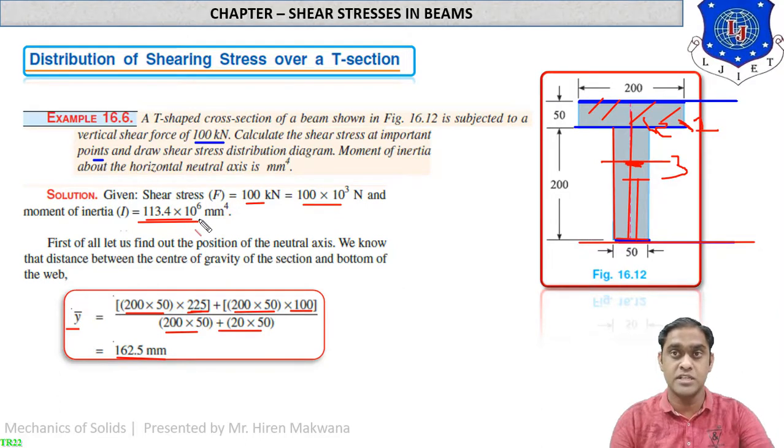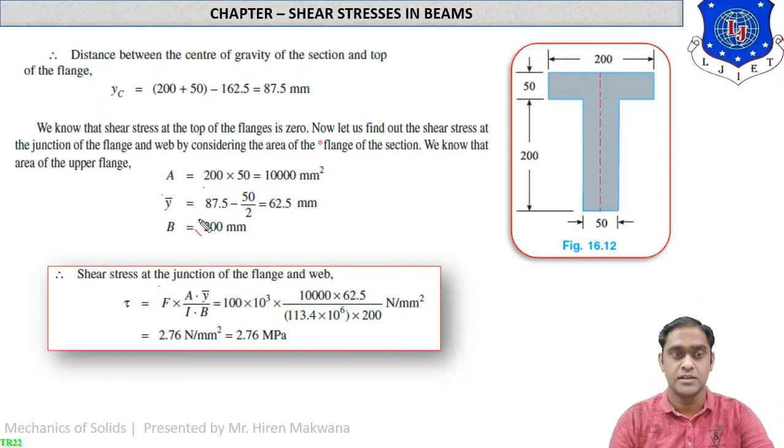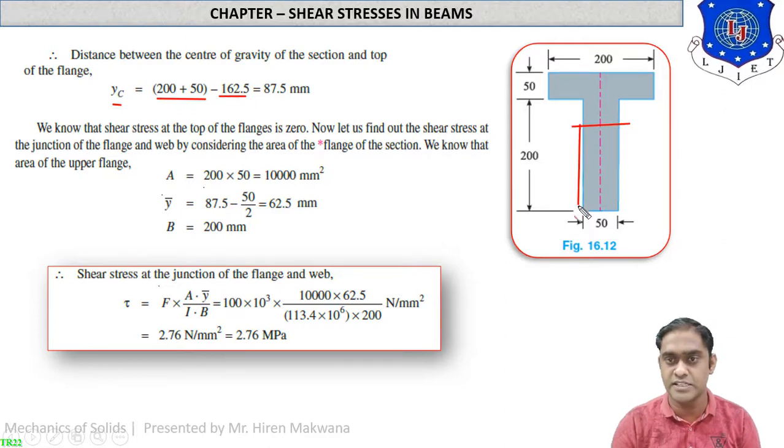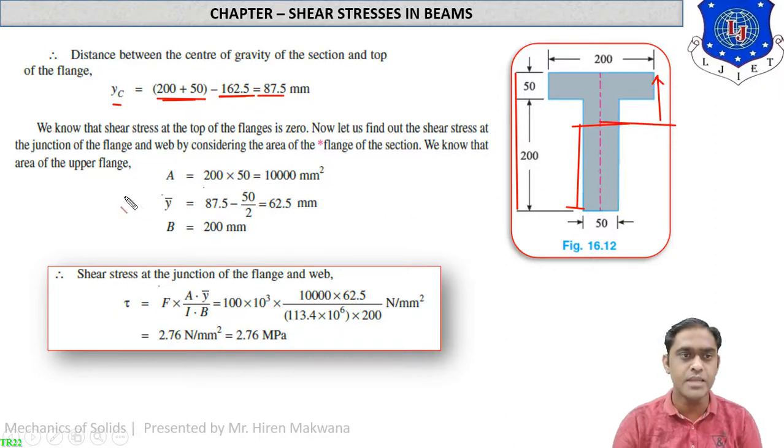Let us see how the shear stress comes into the picture. This is the distance YC. YC means the upper layer distance from the center of gravity. So it is 250 minus y bar itself. Y bar is somewhere over here, which is 162.5 from the bottom, but the total depth is 250. So 250 minus y bar will give you YC, the distance from the center of gravity to the upper layer of the T section.